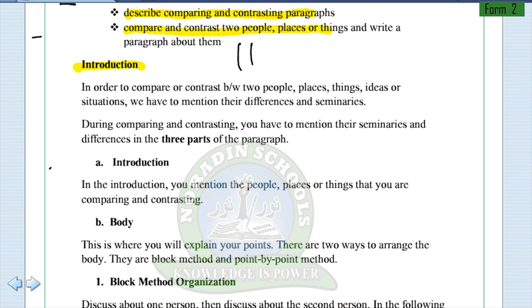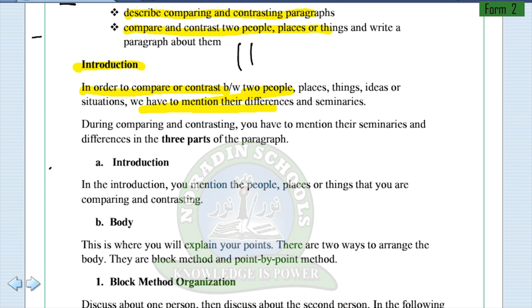live in right now. In order to compare and contrast between two people, places, things, ideas, or situations, we have to mention their differences and similarities. You got it, I think. Similarities, I'm sorry, this is similarities here.